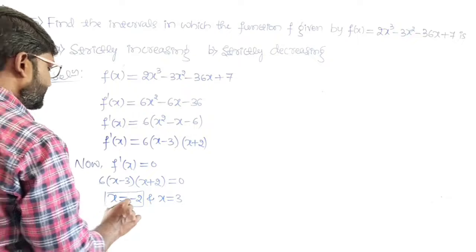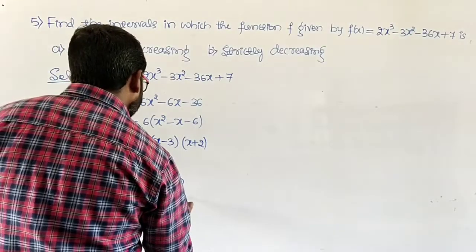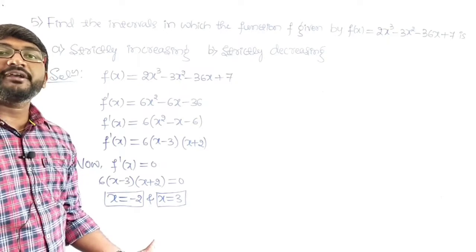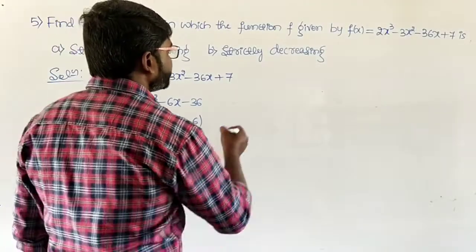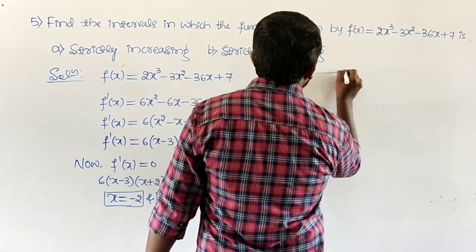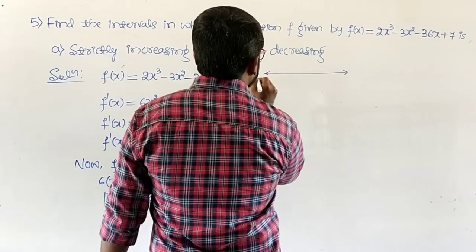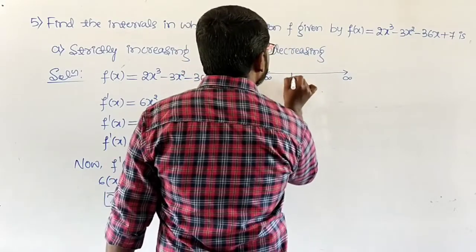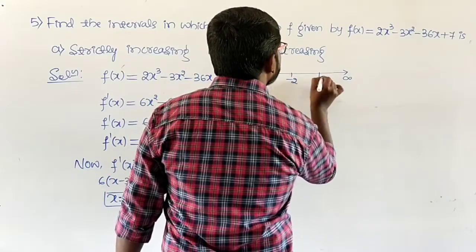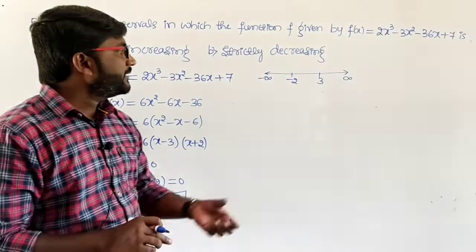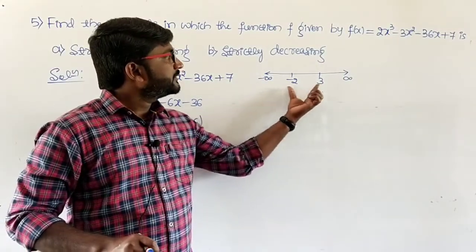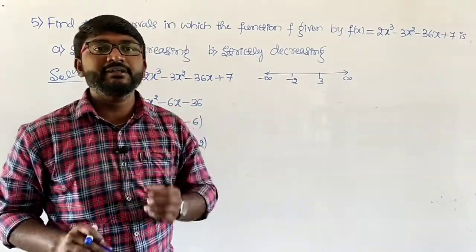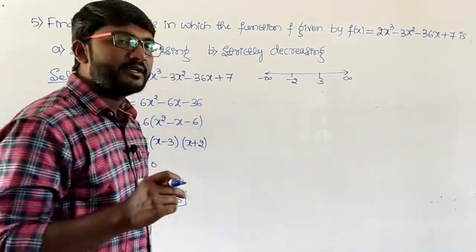Now the points x equal to minus 2 and x equal to plus 3 divide the number line into 3 disjoint intervals. See here, this is a number line, and if you take this as minus infinity and this as plus infinity, then we have minus 2 and then plus 3. What are the 3 intervals now? Minus infinity comma minus 2, then minus 2 comma 3, and 3 comma infinity. These are the 3 disjoint intervals. Now we will have to go for the table.